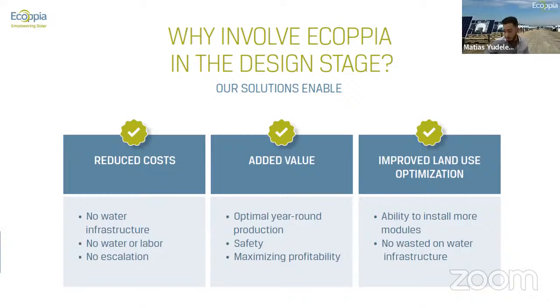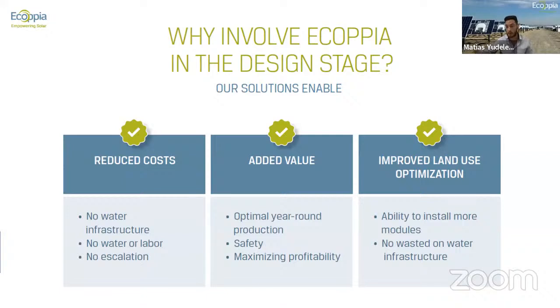But why consider Ecoppia? First of all, is the reduced cost. We, as a dry cleaning solution, don't need water infrastructure. We don't need water or labor. So in that sense, we neutralize those variables throughout the PPA of the plant, and as well, no escalation. Our OPEX is a flat OPEX, where whatever you pay on day one is the same money that you pay on year 20.